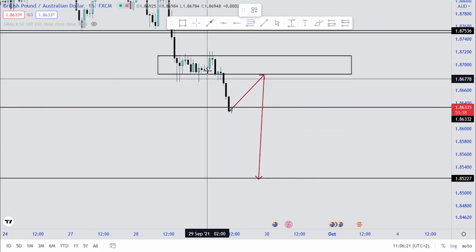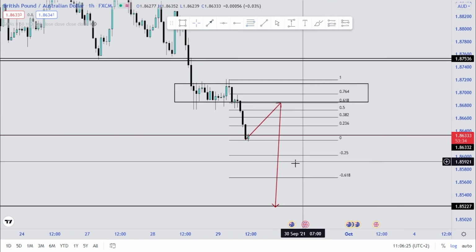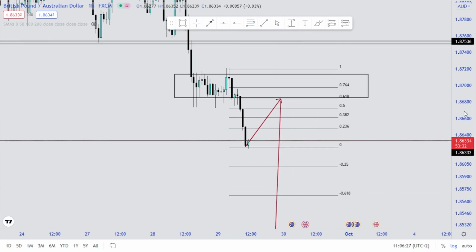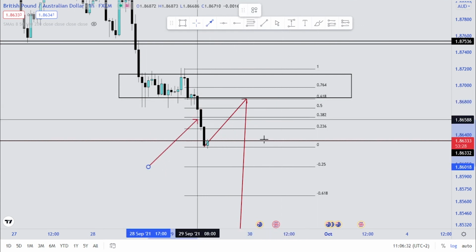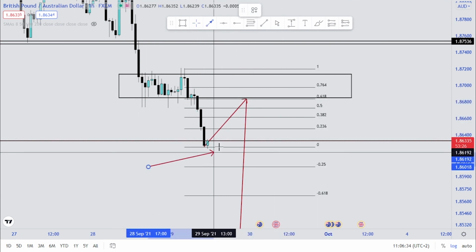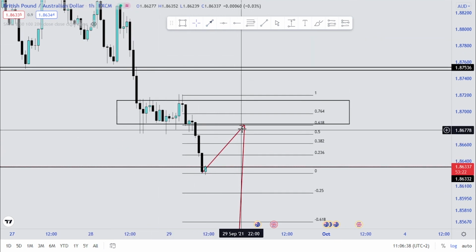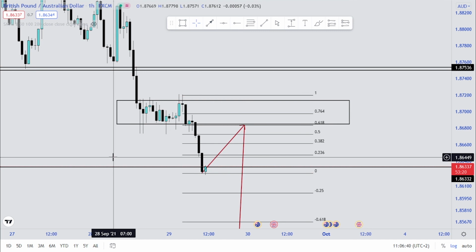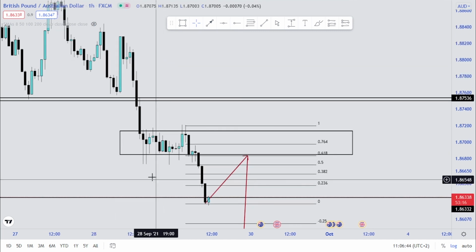So if I run a Fibonacci from this high to this low, we can see right from the start now that price will most likely come into this box region here again if price decided to come for a retracement, guys. So if price breaks out of this box region, guys, it's not the indication for buys yet, right? It's not the indication for buys yet.